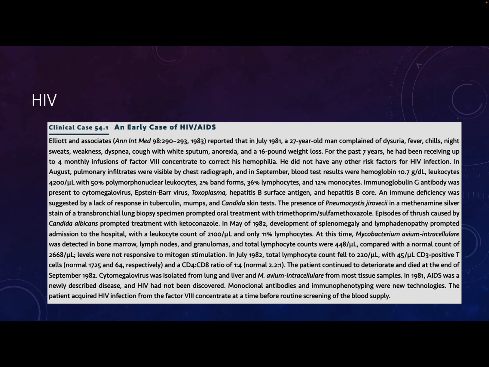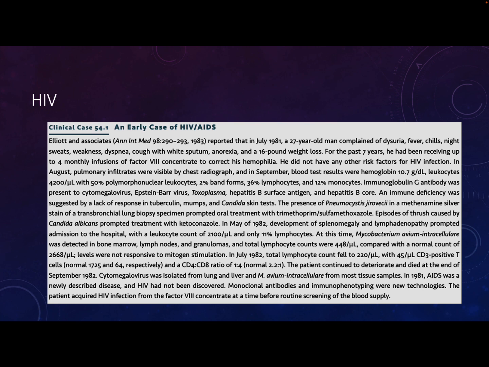In August, so 1 month later, they could see that he had infiltrates on a chest x-ray. By September, those are his blood results. So his hemoglobin, 10.7. Sometimes they won't even let you give blood if your number is below 11. So that can indicate anemia. White blood cell count was starting to get kind of low.